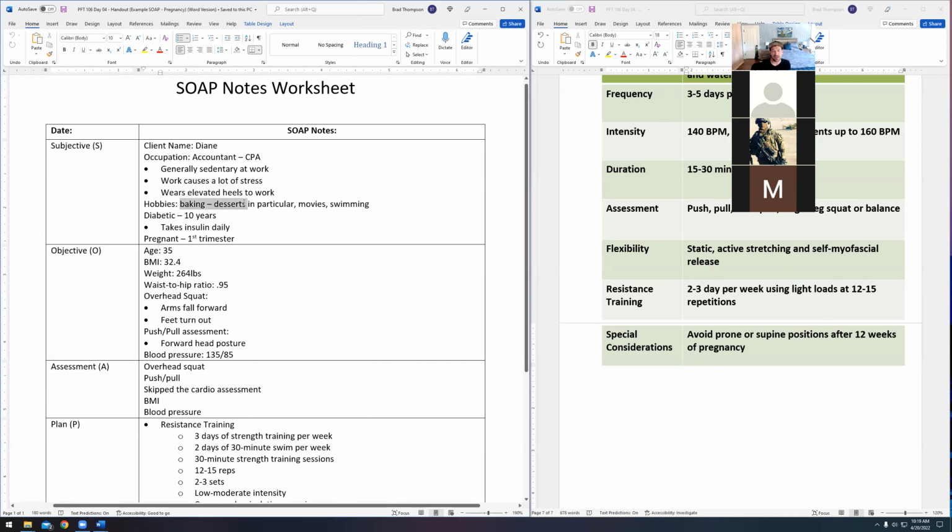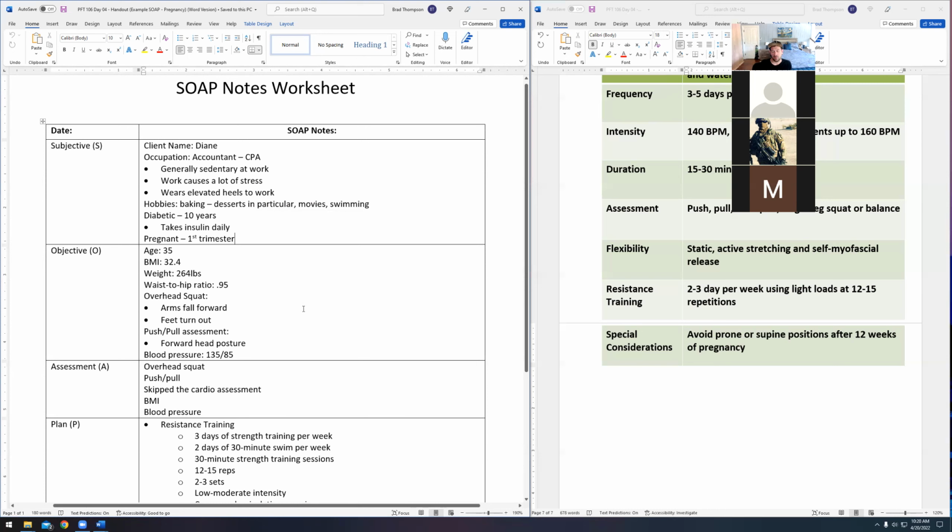Hobbies, she likes baking, particularly desserts and stuff. Oh, I remember this. We took a student in class, and then we modified. So yeah, baking desserts in particular, watching movies, and then they like swimming. So that's kind of a fun one to remember. We can throw that into our routine. And they have been a diabetic for 10 years.